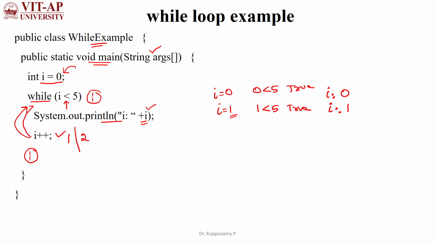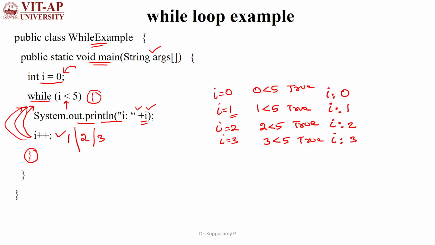Again going back here, now i is already incremented, so now 2 less than 5, which is true. Once it is true, system.out.println is executed. Now i is printed as 2. Again i is incremented to 3. Then again going back, now i is 3. The condition is checking 3 less than 5. Now it is true. Now system.out.println is printing i colon 3. Then again i is incremented by 1 to 4. So now i equals 4.